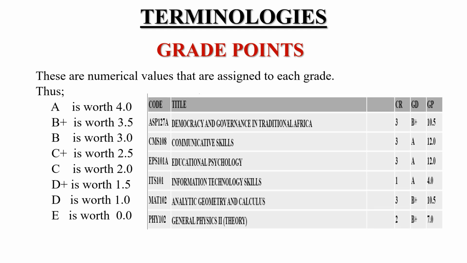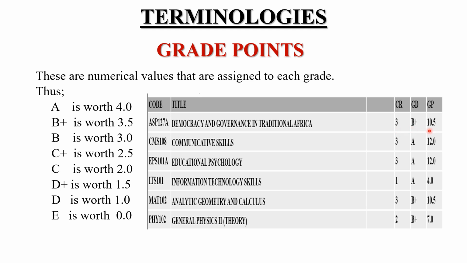When we have a look at this student's results, on our far left, we have the course code, followed by the course title, and then CR. The CR we see here is the credit hours, or the credit. The GD we see here is the grade, and then the last one is the grade point. Taking the first course, that is ASP 127A, entitled Democracy and Governance in Traditional Africa, this is a 3 credit hour course, and the student had a grade of B+.